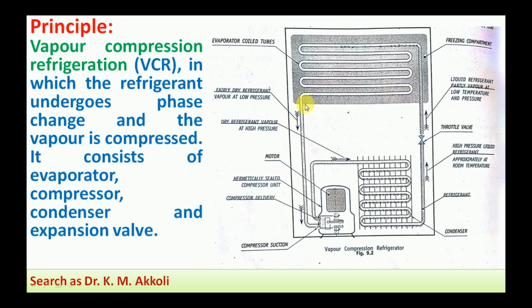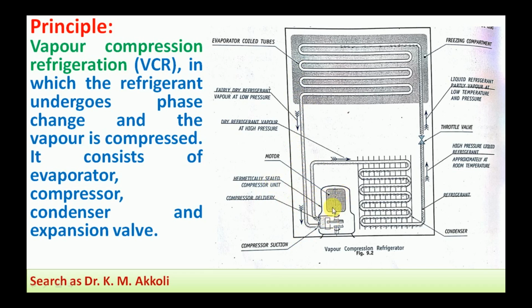With this flow diagram, we can explain the principle of working of vapor compression refrigeration. First, we will look at what parts there are. This is the evaporator, the evaporator coil tubes. Here, fairly dry refrigerant vapor at low pressure is flowing. Next comes the compression section, from which the refrigerant flows to the compressor delivery and the hermetically sealed compressor unit.